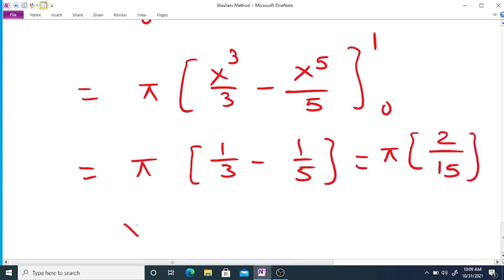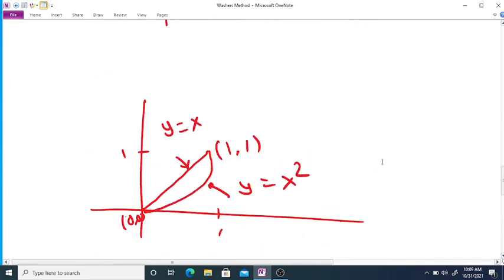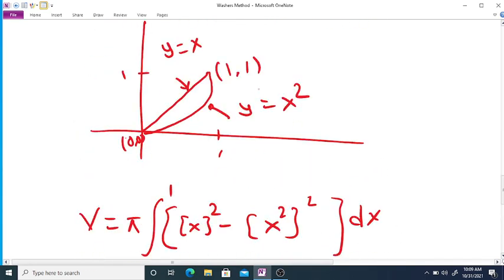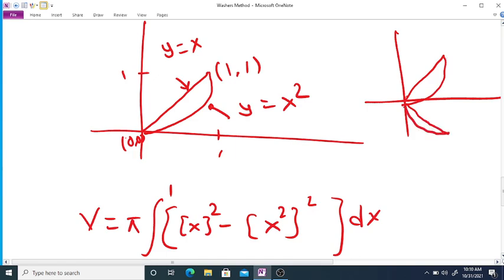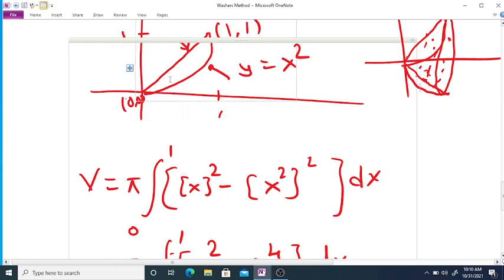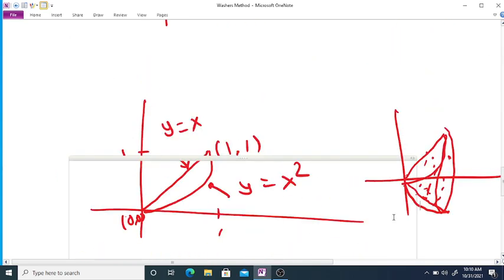So the volume is equal to 2 pi by 15. This is the volume generated if we rotate this area about the x axis. This is the volume formed if we rotate this area around the x axis.